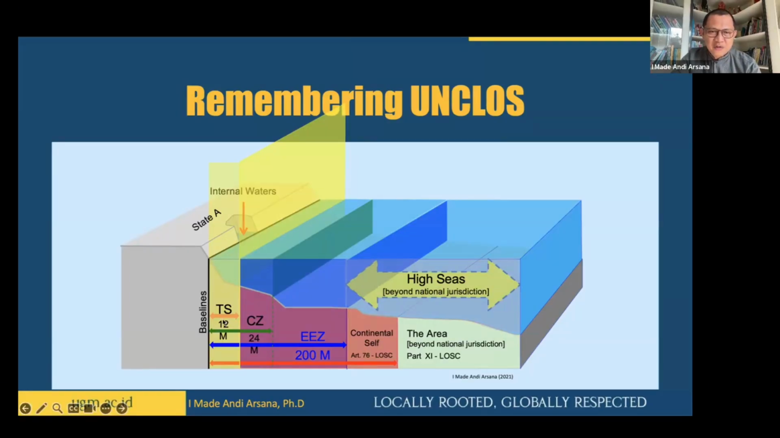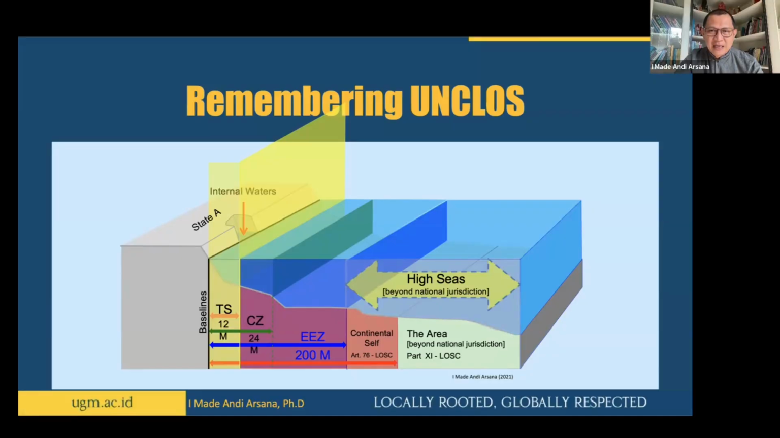A particular maritime zone, for example the territorial sea, covers not only the ocean or the sea, but also the seabed and the airspace above it. The exclusive economic zone, for example, covers the water and also the seabed. But the continental shelf covers only the seabed, excluding the water. So it is very important for us to understand how we measure it and what it covers.